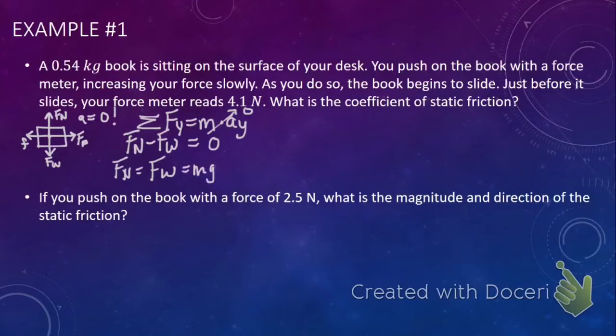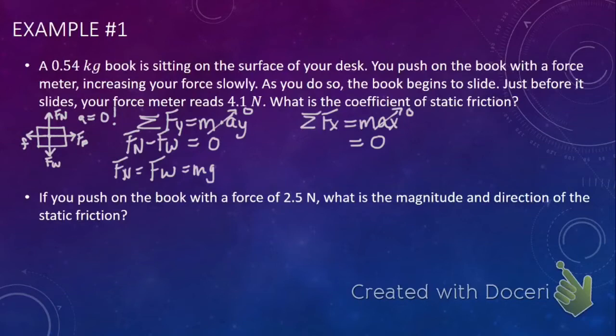Now we can go ahead and move on to what's going on in the x direction, since that's the more interesting bit of information. So we have the sum of our forces in the x direction is equal to our mass times our acceleration in the x direction. We already established the fact that this is static friction. Our book is not moving, so our acceleration in the x direction is therefore 0.